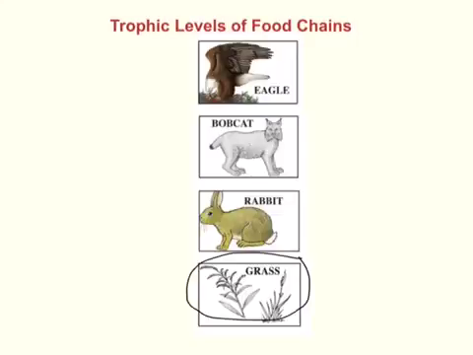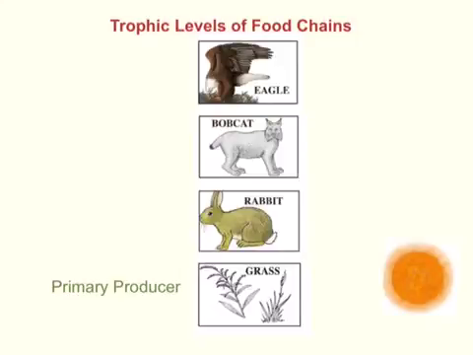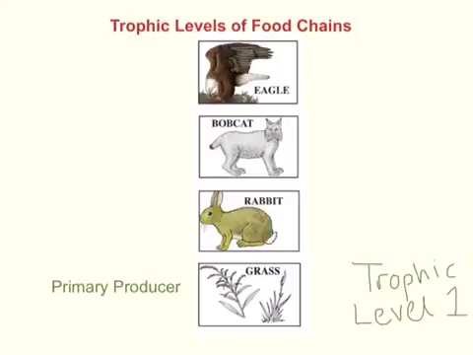And grass is known as a primary producer because it can produce its own food. It uses the sun's energy to turn water and carbon dioxide into food, producing oxygen, which helps us live. This process is known as photosynthesis. The primary producers are at trophic level number 1.